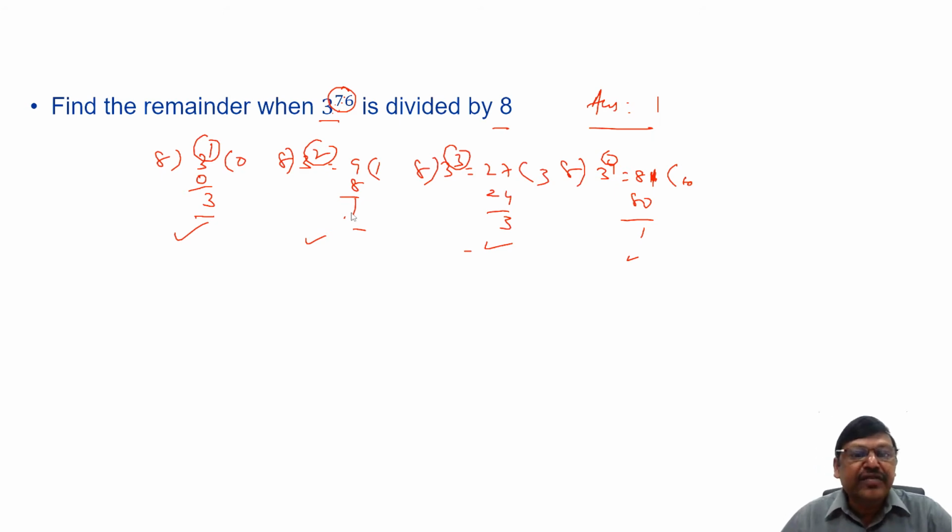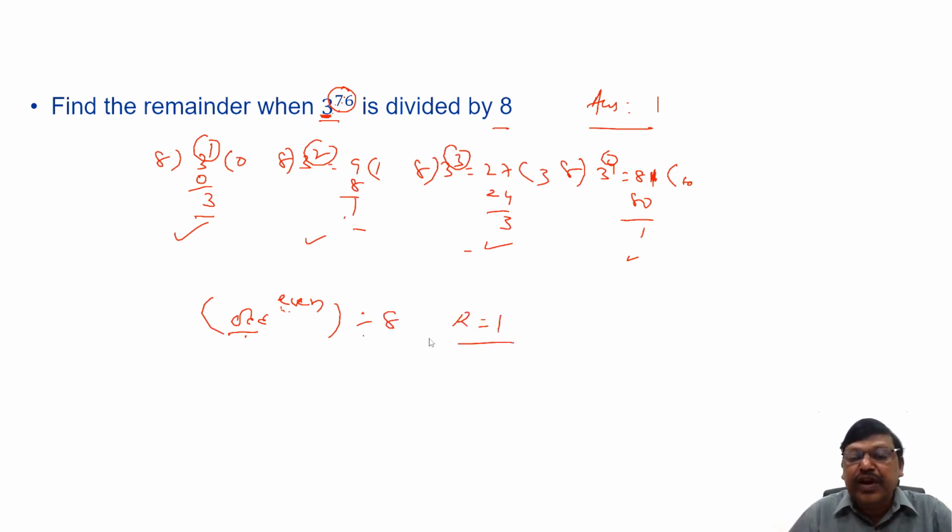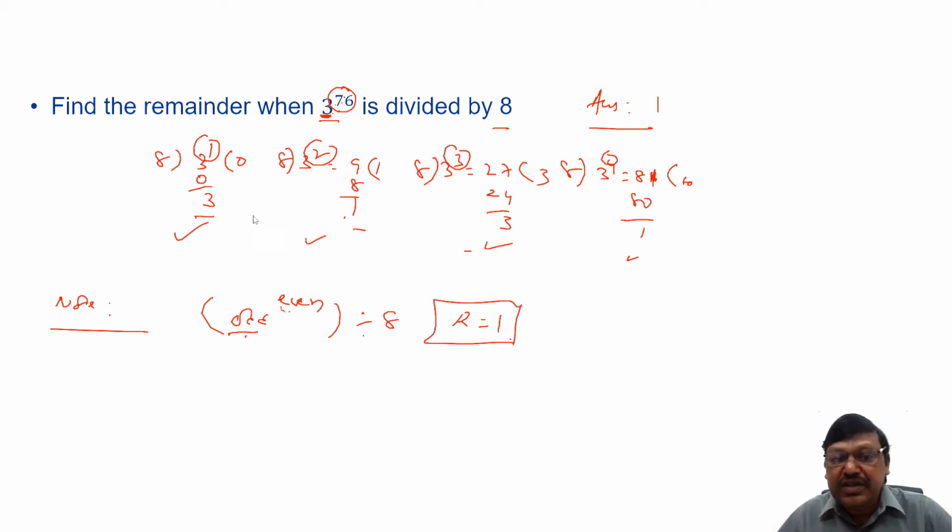Having said this, I will tell you one special case, students. For any odd number, see 3 is an odd number. For any odd number with an even power, when it is divided by 8, the remainder is always 1. You can take this as a special observation, a point to note, so that we can avoid this next time. Any odd number with any even power divided by 8, the remainder is 1. This is a special rule there.